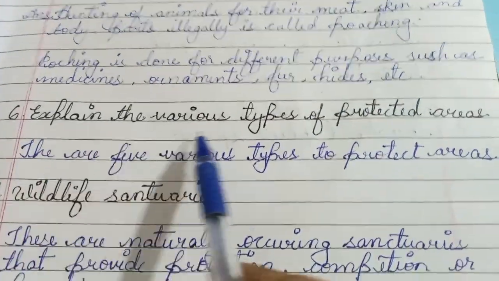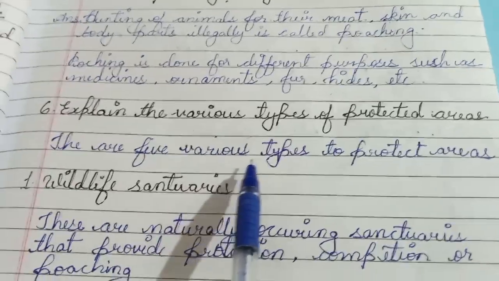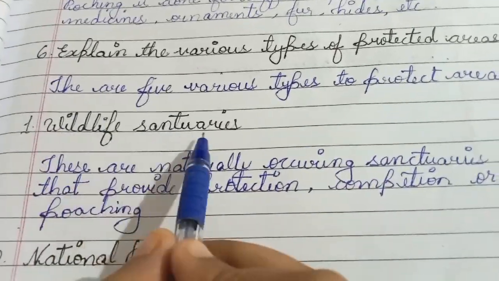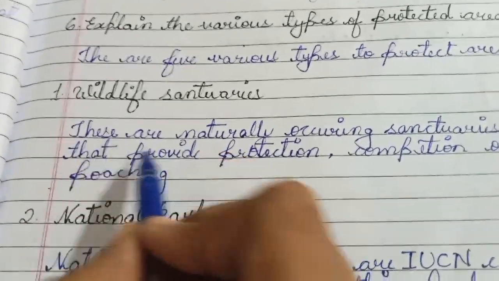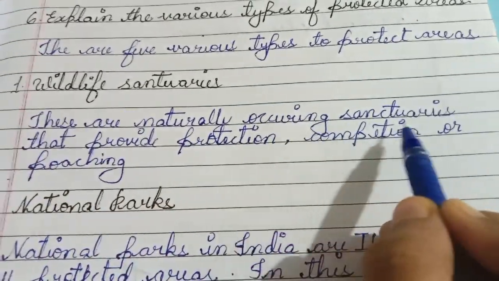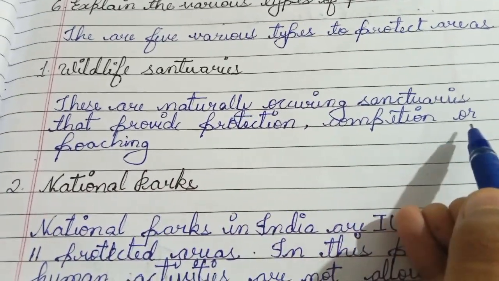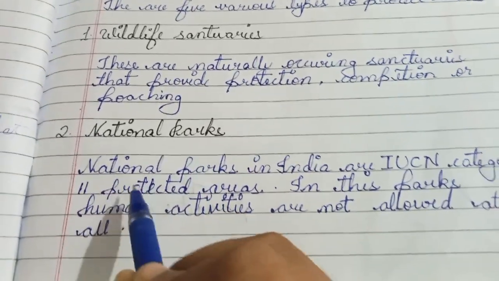6. Explain the various types of protected areas. There are 5 various types of protected areas. First, wildlife sanctuaries. These are naturally occurring sanctuaries that provide protection from competition or poaching.